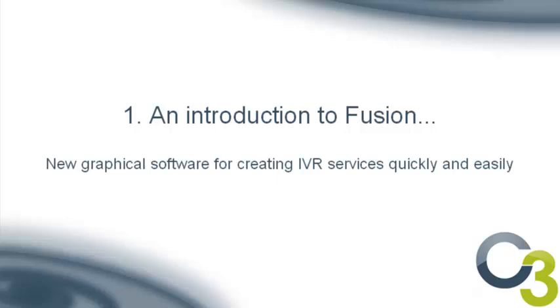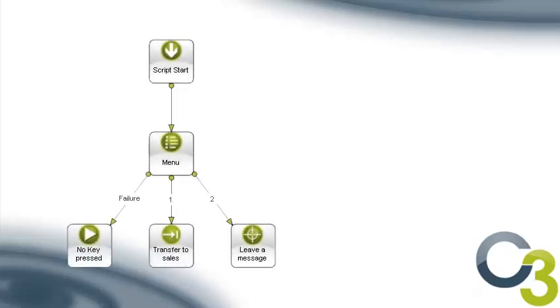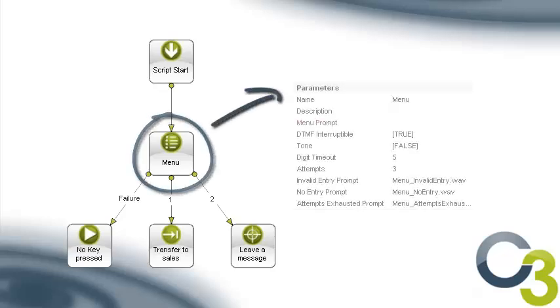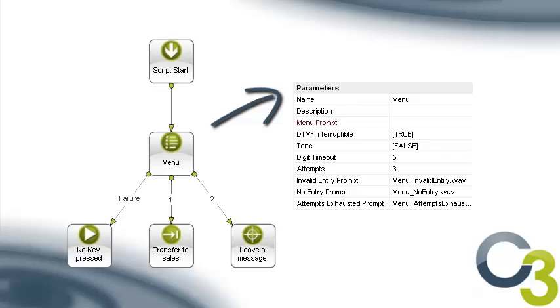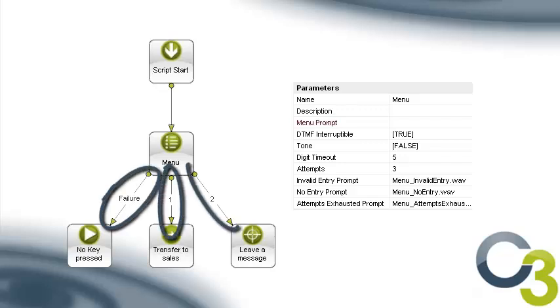It's our new graphical software that you can use to create and deploy interactive voice response services really quickly and easily. It represents services in a flowchart format, using nodes to represent functions. Node parameters specify how the function is to be performed, and links drawn between the nodes define exactly how your call script should flow.